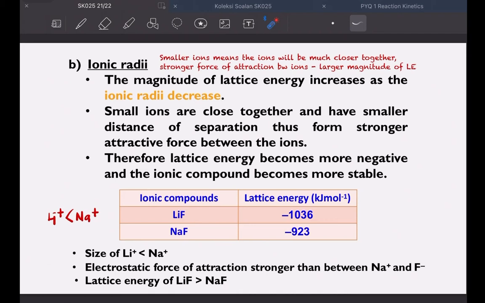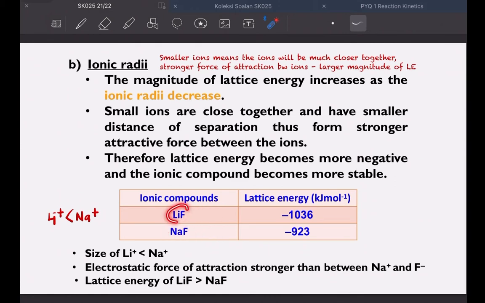So let's say we have LiF, lithium fluoride, and sodium fluoride. So F is just F minus, so this is the same. So what makes it different is Li+, lithium plus, and Na+, sodium plus. So we know that Na+ is larger than Li+. That means the ions in lithium fluoride are much closer together compared to the ions in sodium fluoride, okay?